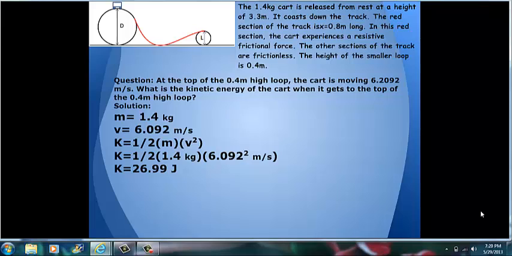The next question was, at the top of the 0.4 meter high loop, the cart is moving 6.2092 meters per second. What is the kinetic energy of the cart when it gets to the top of the 0.4 meter loop? For this equation, you use the kinetic energy, K equals 1/2 mv squared. V is given, and m is 1.4, and then you plug it into the equation. So it's 1/2 times 1.4 times 6.2092 squared. This gives you a total of 26.99 joules.